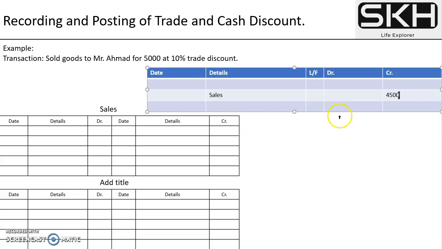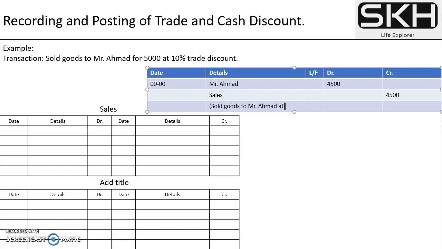So I will record that transaction with 4500, and Mr. Ahmed will be debit because Mr. Ahmed is our trade receivable. Trade receivable is our asset, so an increase in asset is always recorded on the debit side. You saw in both transactions, I calculated the discount, I applied the discount, but I did not record it in my journal. I'll just add the narration: sold goods to Mr.